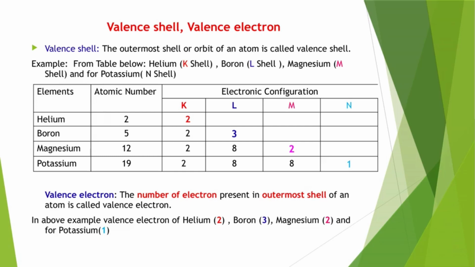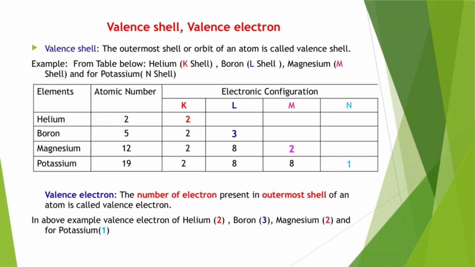In the case of boron, having atomic number 5, electrons are placed as 2 electrons in the K shell and 3 electrons in the L shell. That means the last shell for the electrons to be adjusted is L. So L becomes the valence shell, and the number of electrons in the L shell, the last shell, is 3. So valence electrons are 3.